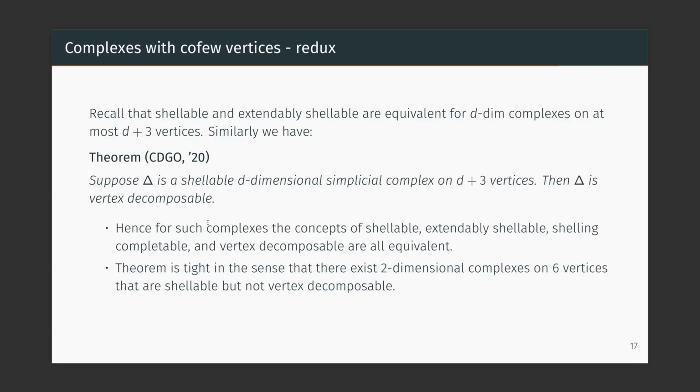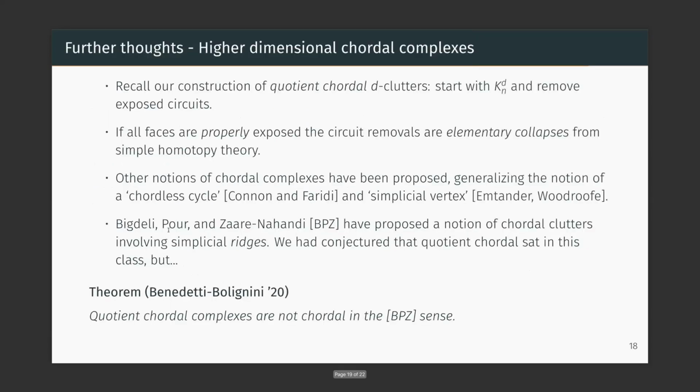Maybe people in the audience have seen this before, but what this says is that shellable, extendably shellable, shelling completable, and vertex decomposable are all equivalent in this context. This is tight in the sense that you have 2-dimensional complexes on 6 vertices that are shellable but not vertex decomposable. Okay, so maybe just a couple of further thoughts. I have 3 slides of further thoughts here.